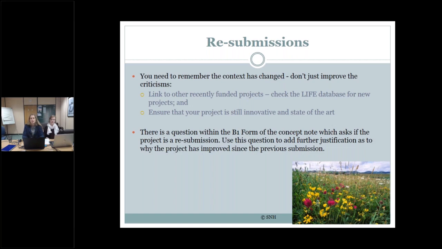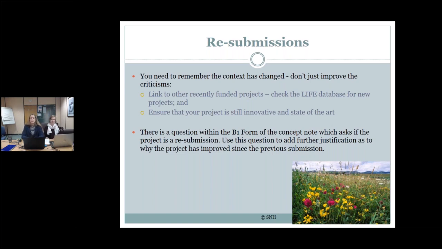So your project still needs to be innovative and state of the art. So if a project has been funded on a similar topic, you will have to link to it somehow and exchange lessons learned to ensure that there is no duplication of efforts, because LIFE will not fund a project twice.